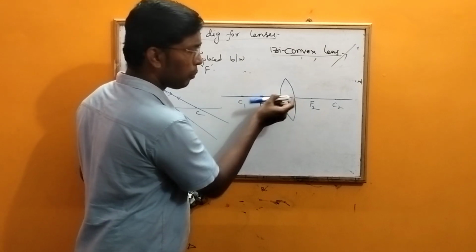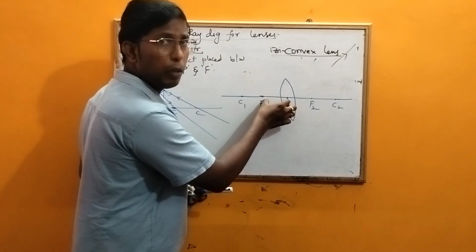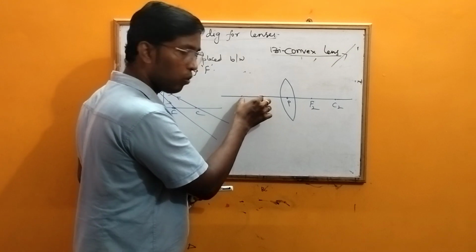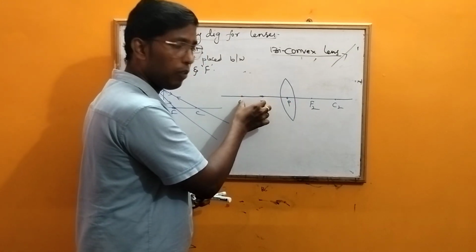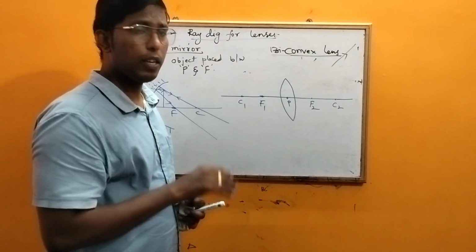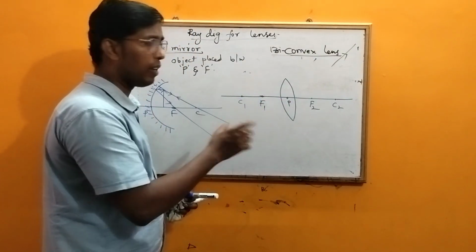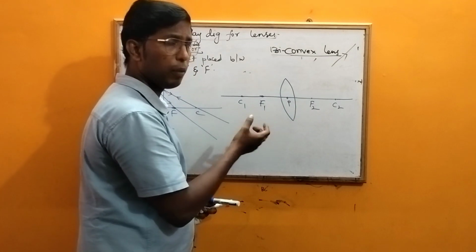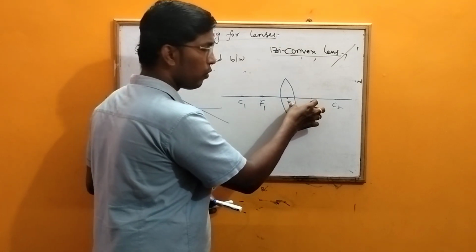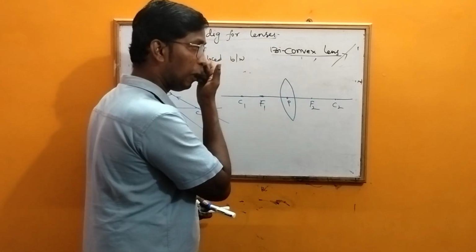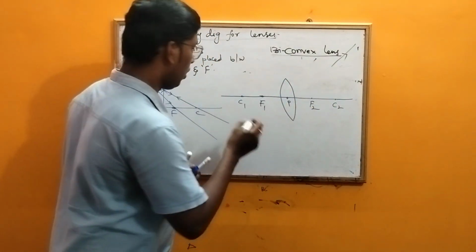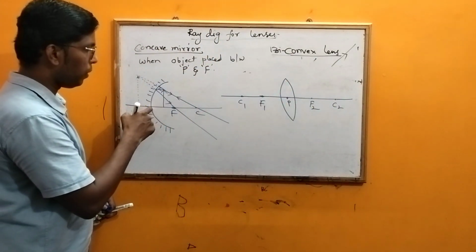From P to F, suppose imagine you are taking 3 centimeter. Same way from here to here also you take 3 centimeter only. If you are taking 5, here you should take 5 centimeter. Then only you will get the clear images, or the perfect images. From P to F2, if you are taking 3 centimeter, take 3 centimeter on the right side also. Same way. Okay, now you just compare between pole and focus.